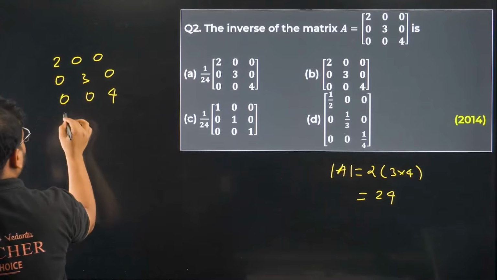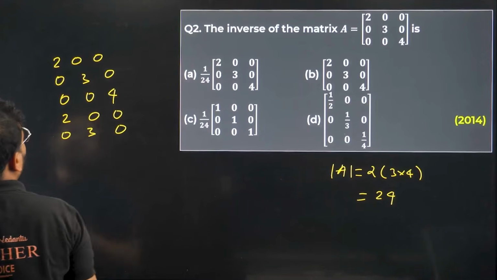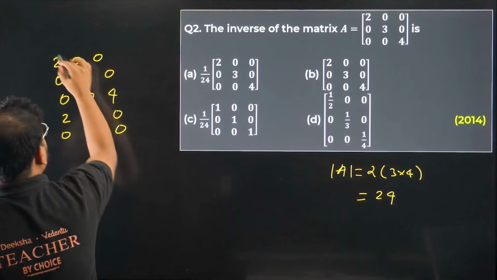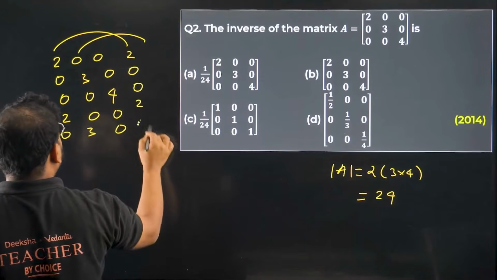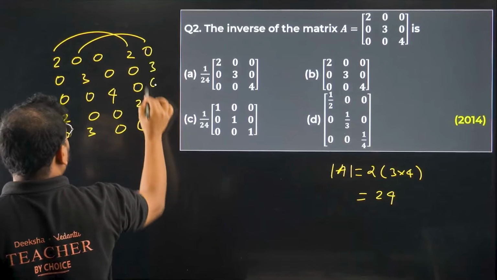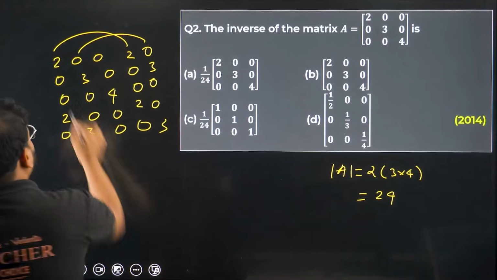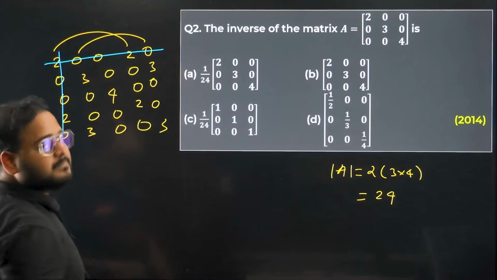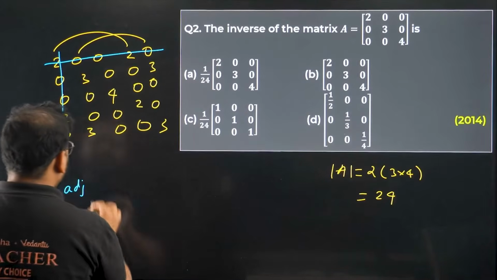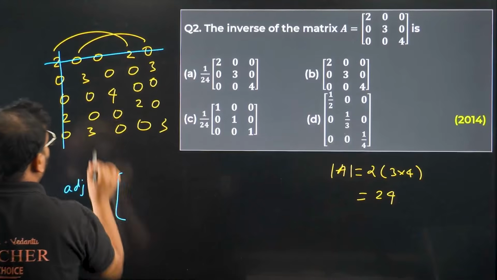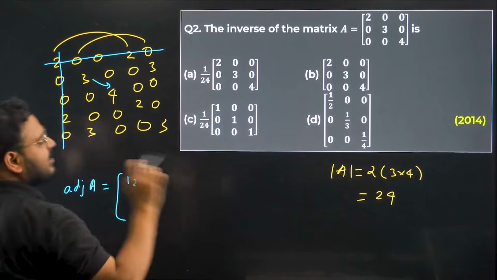Again, repeat the first 2 rows. 2, 0, 0, 0, 3, 0. And we'll have over here column repetition. First and second column, we get 2, 0, 0, 2, 0, 0, 3, 0, 0, 3. Done the column repetition. Now what is the next step? Remove the first row and first column. Write the adjoint. So adjoint of the matrix, let's call it A, they have given A only, will be what, dear? 3 into 4 is 12 minus 0. So 12. We don't have to do everything because other terms will come 0 only.